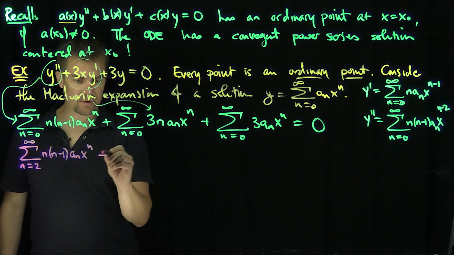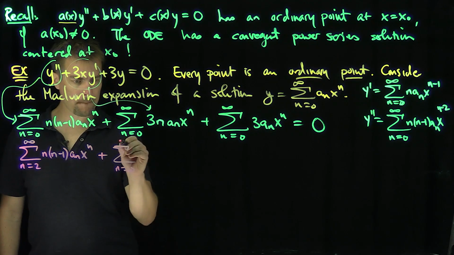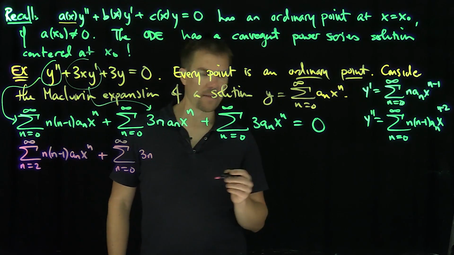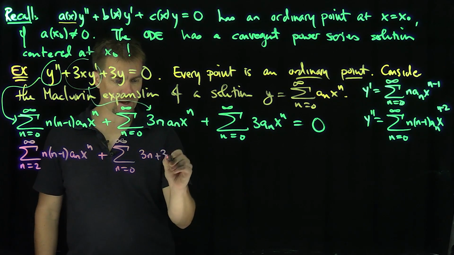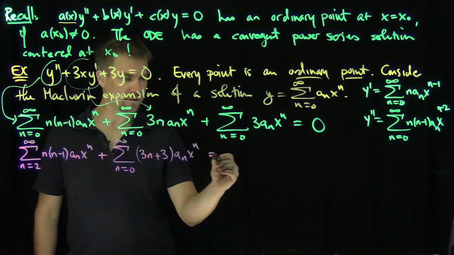And then what we'll have is the sum, n goes from 0 to infinity. Then I'll have a 3n, and then plus 3 a_n x^n is equal to 0.